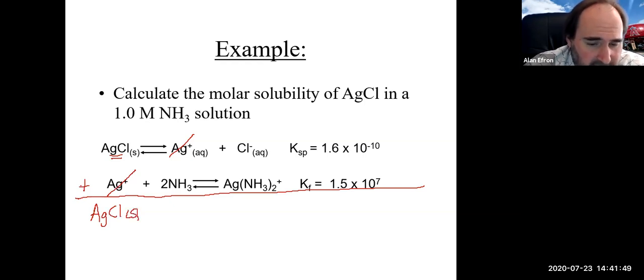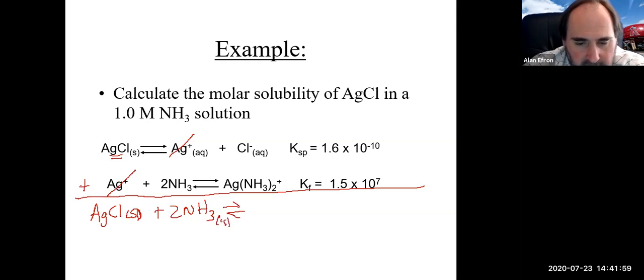What happens when you take silver chloride, which is a solid, and you add some ammonia to it? You are going to form this complex ion.